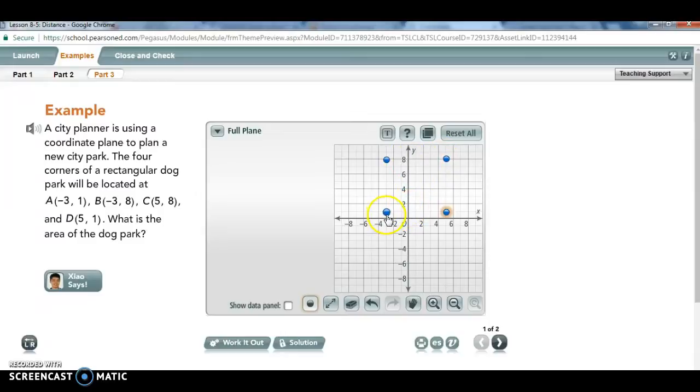Then we multiply. 8 times 7 is 56. The answer to our question, what is the area of the dog park? The area of our dog park is 56 units squared.